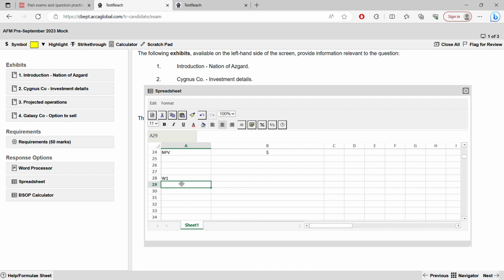Okay, working 1. Working 1 was for exchange rate, forex. This was year 0. Now, so exchange rate was given as AP per $1.